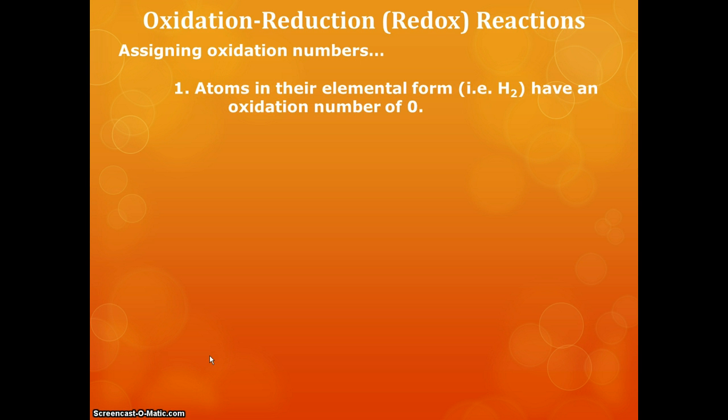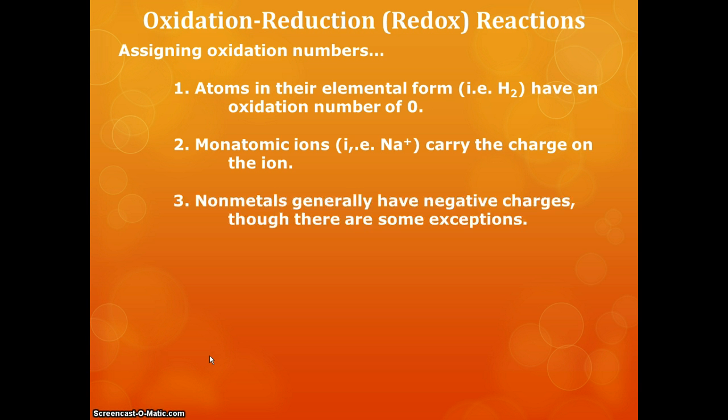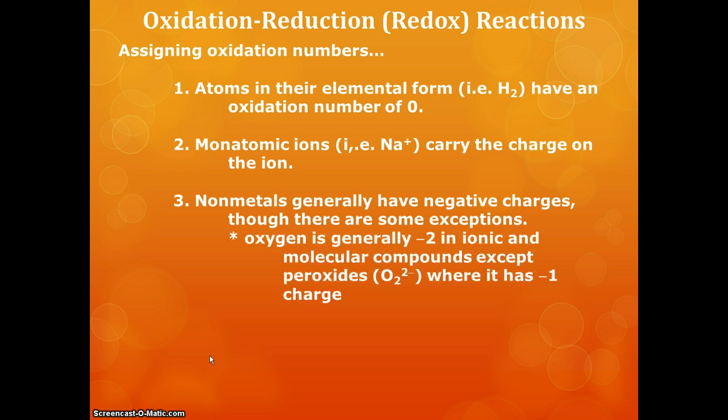The first rule is that any atom in its elemental form, like hydrogen, will have an oxidation number of 0. It has no extra electrons or no lost electrons. Any monatomic ions, like sodium positive, single atoms, will carry the charge that they're written with. Nonmetals will generally have negative charges, though in some cases there will be exceptions to this. Oxygen is generally -2 in ionic and molecular compounds, except for peroxides, where it has a -1 charge.